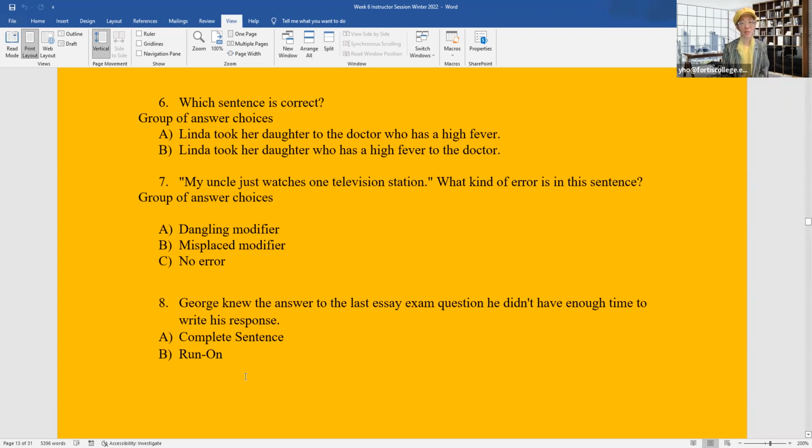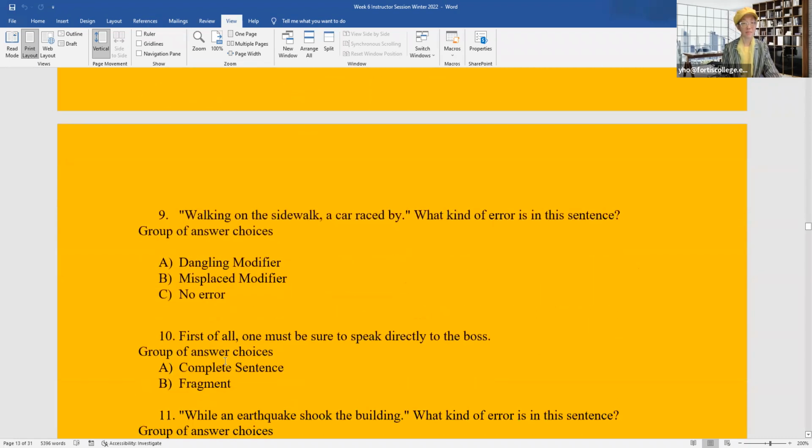George knew the answer to the last essay question. He didn't have enough time to write his response. Right away, we know that this is a run-on sentence because there's no period between the 2 sentences. And if you don't have a period between 2 sentences, you have a run-on sentence.